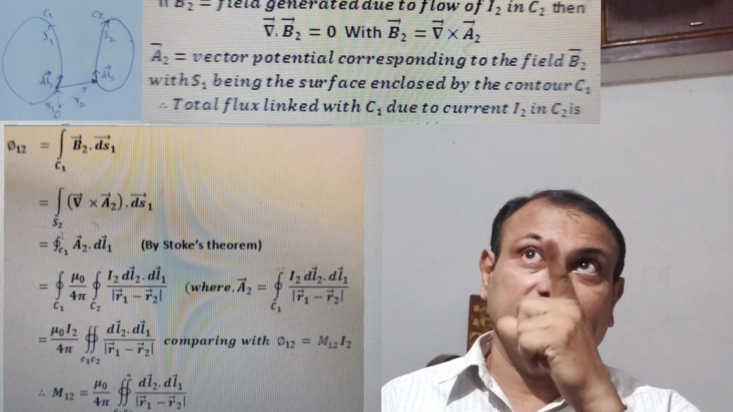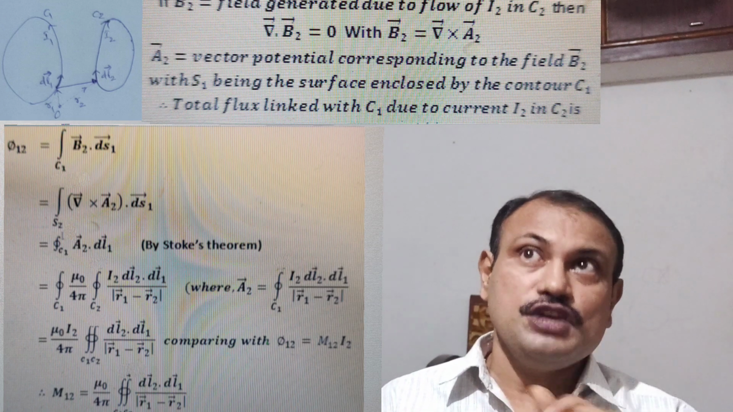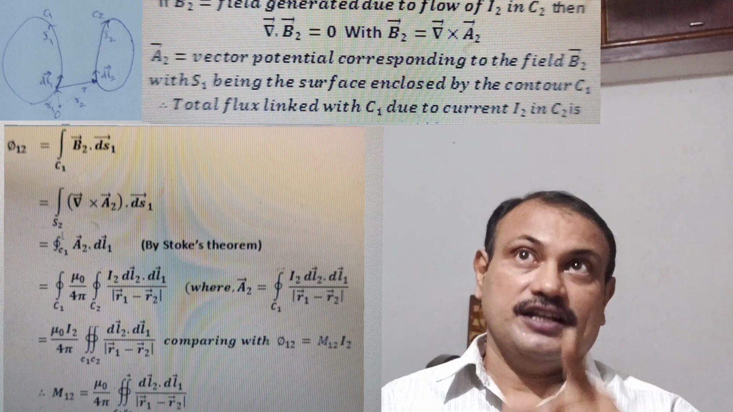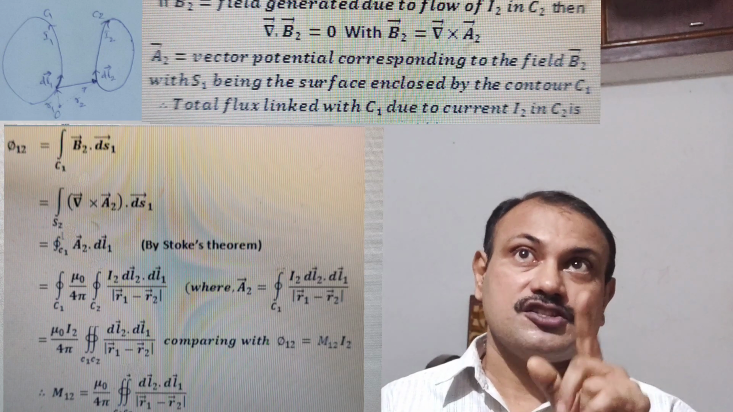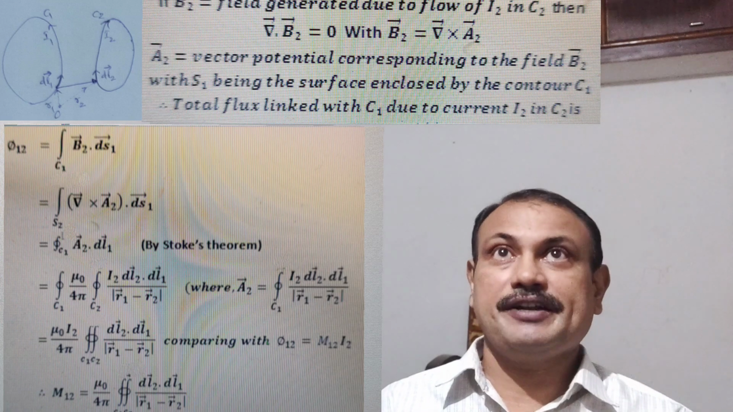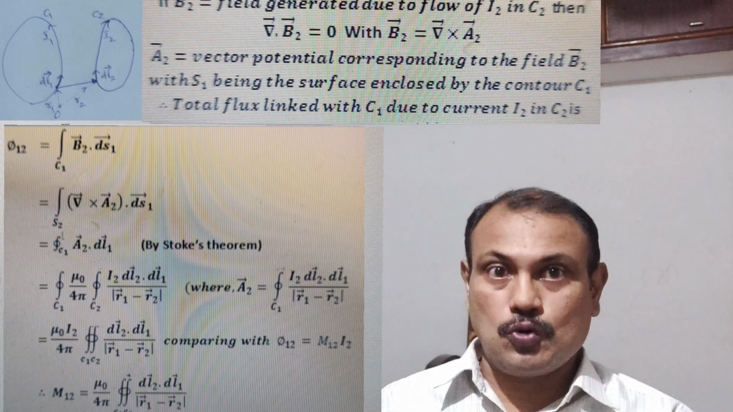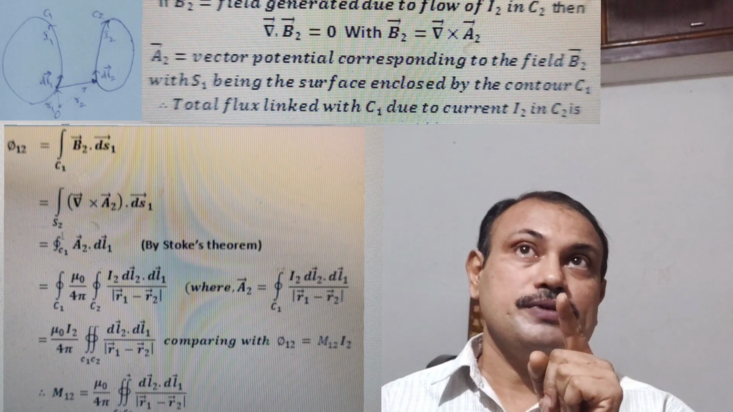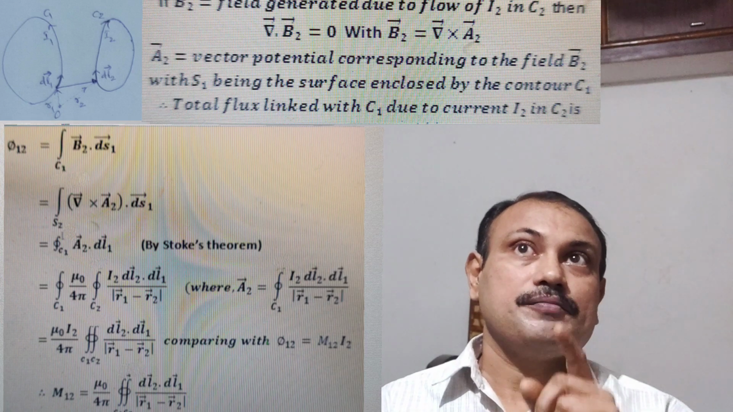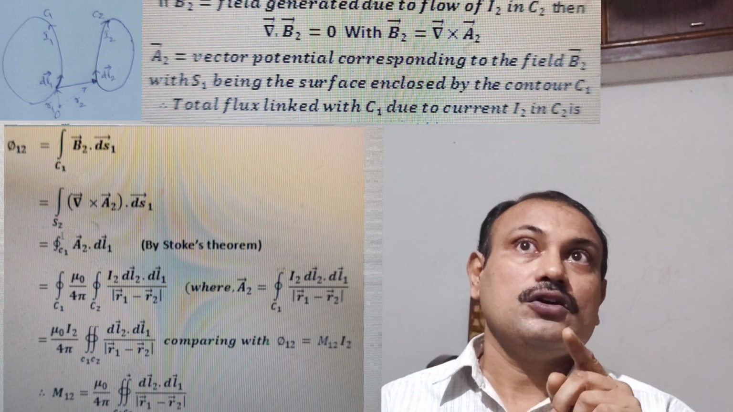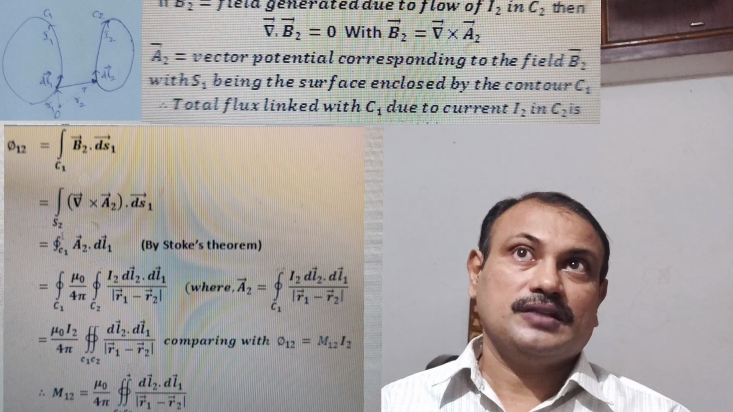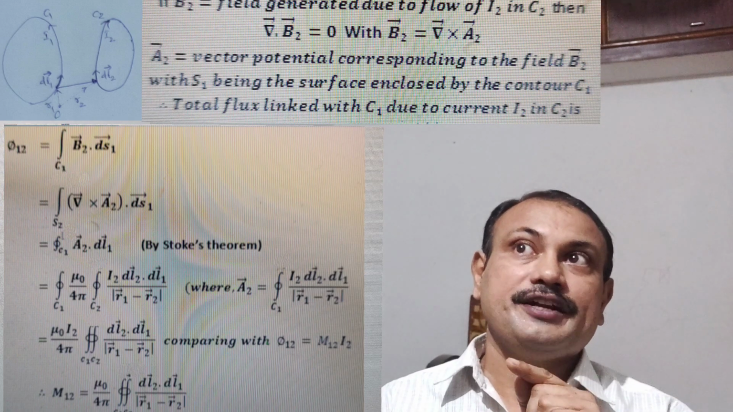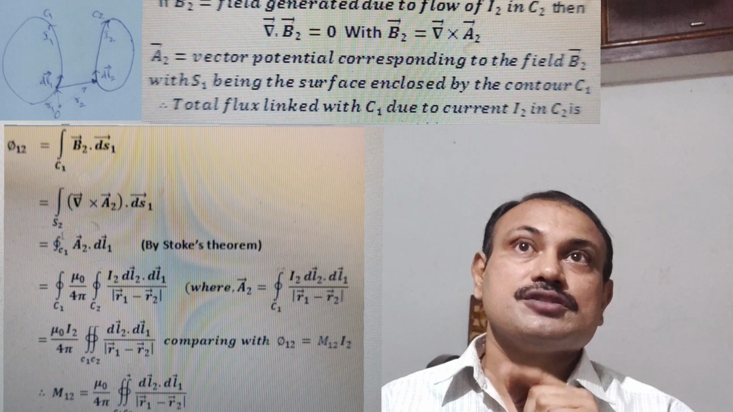So if you now see the total flux linked with the C1 coil, which is due to the current I2 flowing in the C2 loop, that is phi 12, can be written as surface integral of B2 dot dS1 vector, and this can always be written by Stokes theorem, surface to line, as phi 12, which will be equal to the surface integral of curl of A2 dot dS1, written as closed contour integral over C1 of A2 vector dot dl1 vector, and our A2 vector is nothing but mu 0 by 4 pi I2 dl2 vector upon modulus of R1 minus R2 vectors.